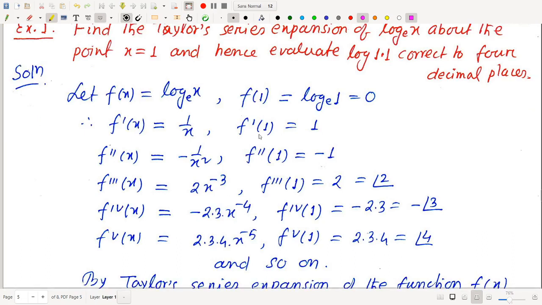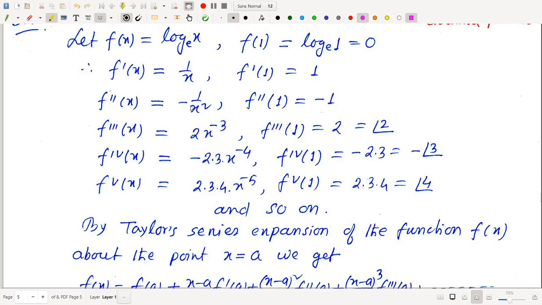So f'(x) is 1/x, f'(1) is 1. f''(x) is minus 1/x², f''(1) is minus 1. f'''(x): this is x to the power minus 2, so the derivative will be plus 2x to the power minus 3. f'''(1) is 2, which we can write as 2 factorial. For the fourth derivative, minus 2 into 3 into x to the power minus 4, since minus 3 minus 1 is minus 4. So the fourth derivative at 1 is minus 3 factorial. The fifth derivative is 2·3·4 x to the power minus 5, so the fifth derivative at 1 is 4 factorial, and so on.